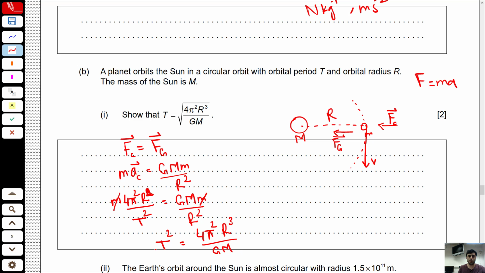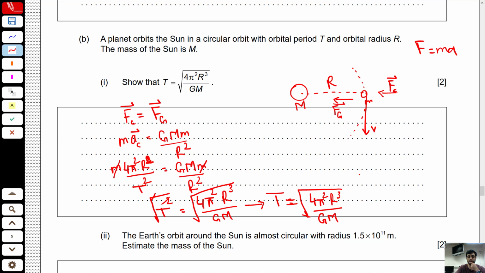Now in order to get rid of the square, you have to take the square root on both sides. This and this cancel out, so ultimately this capital T is equal to the square root of 4 pi squared r cubed divided by GM. There we have it. So the time period is equal to the square root of 4 pi squared r cubed over GM. So we have to use circular motion and gravitational force concepts together. Just make them equal and then make T the subject.